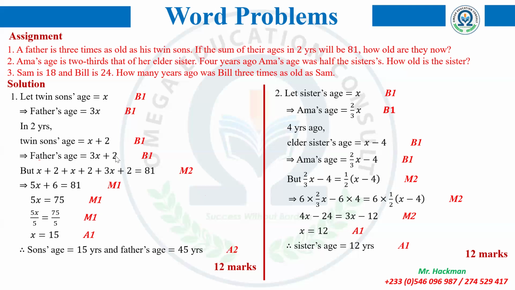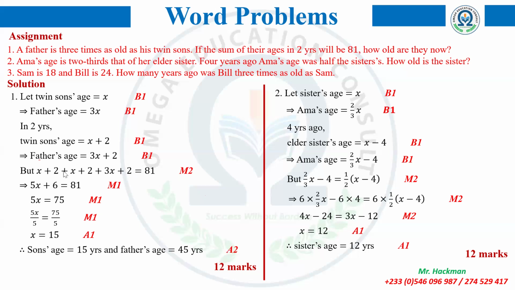So once we are able to get this, we are told that the sum of their ages in 2 years will be 81. And this is where the knot is. The problem that came from your presentations was that you thought you were dealing with 2 persons, but you were dealing with 3. The twin sons will be 2 and the father will be 3. So one of the twin sons, plus the other, plus the father's age will be equal to what?